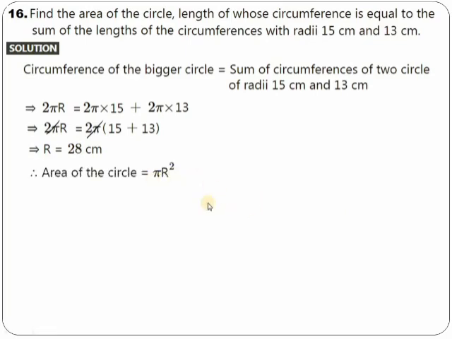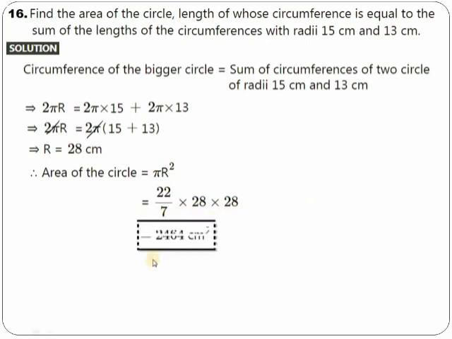Now area is simple. Area is pi r square. Now put the values. Pi is 22 by 7. R is 28, so r square becomes 28 into 28. Do the cancellations and multiply. You will get your area to be 2464 centimeter square. You may pause the video and note down your solution.